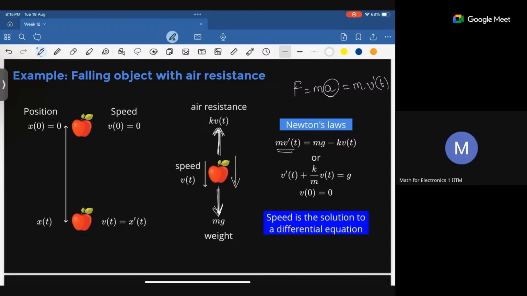So that will be this equation, and then we will organize this in a neat, clear way, where we bring this k v of t and v prime of t on one side, and then divide the whole equation by m. We will eventually get v prime of t plus k by m v of t is equal to g.